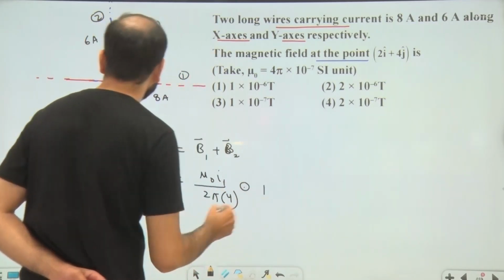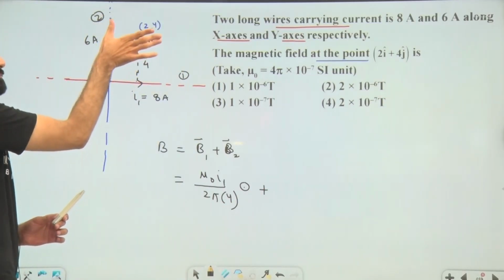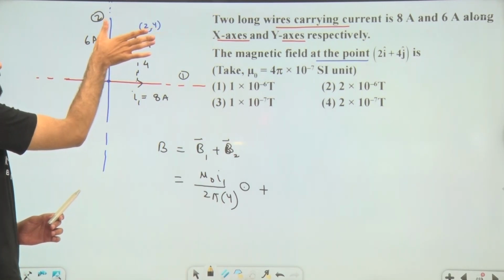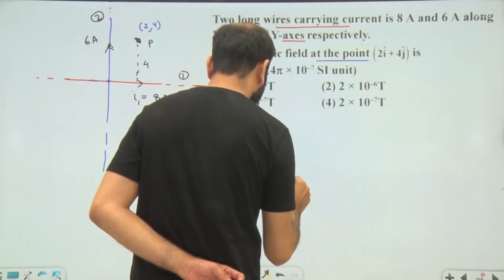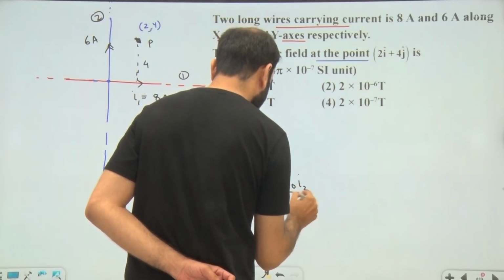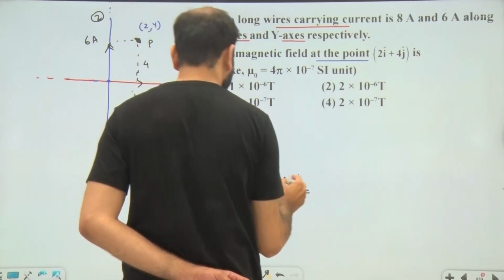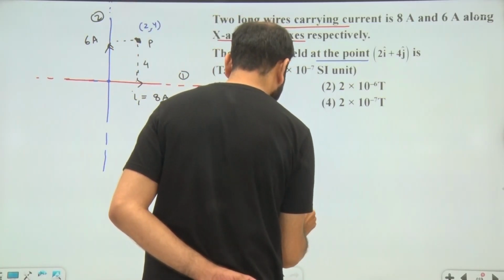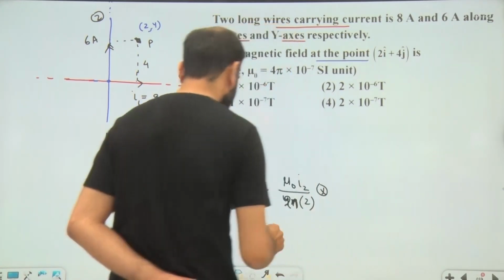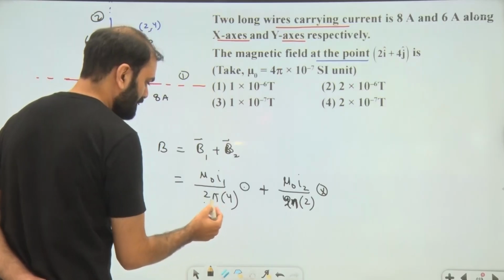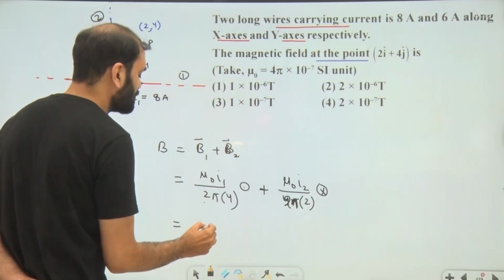Plus due to the second wire, you can see the current is flowing like that. Spread your fingers towards the point, and you will get the direction of the palm inward into the plane. So here mu naught into I2 upon 2 pi r, where the perpendicular distance of that point from the wire is 2. So it is into the plane.